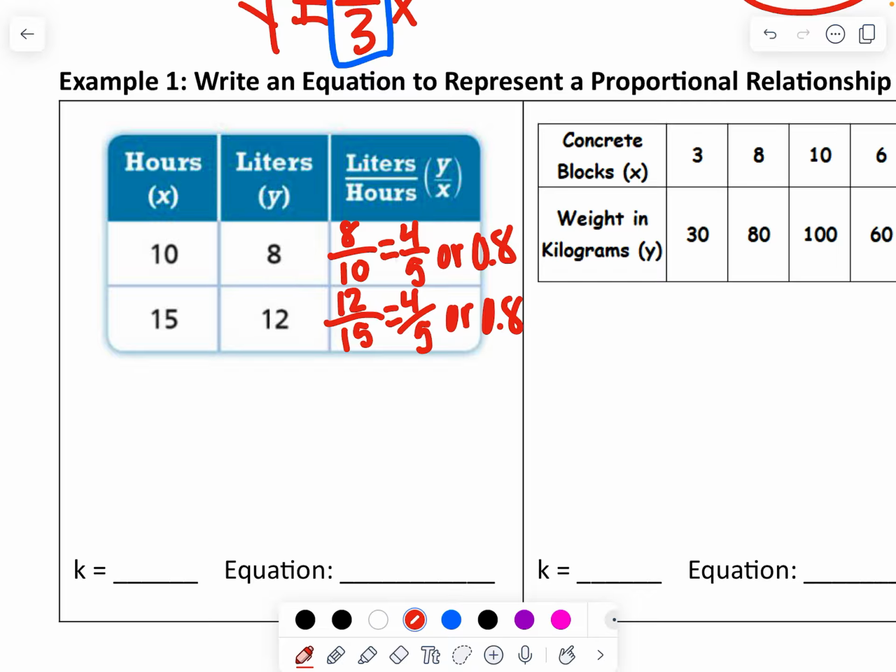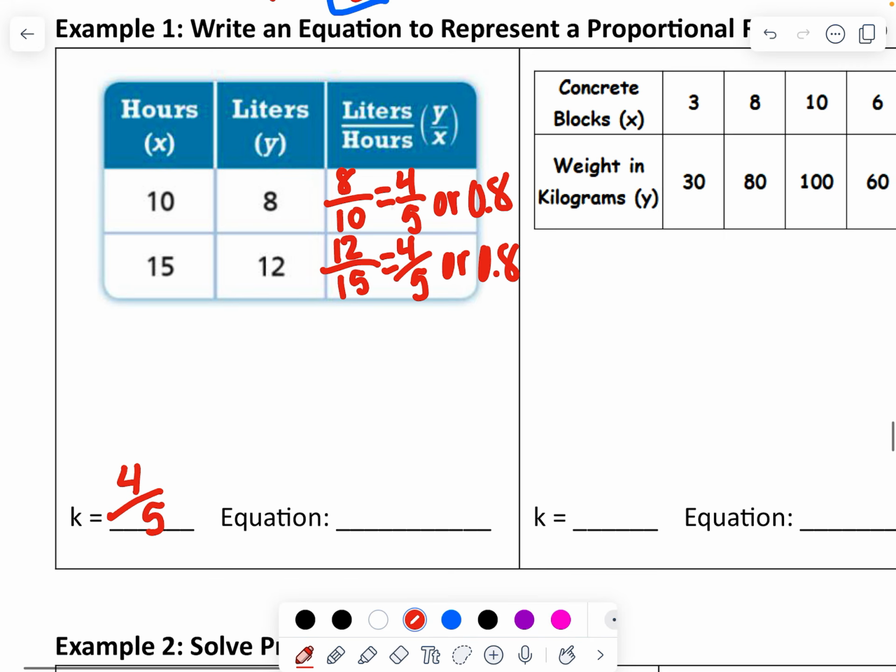You still have to divide, you still have to find your unit rate, y divided by x, to make sure that the table is proportional. Since we got the same answer for both, our k, you can either write 4/5 or 0.8, it doesn't matter. And then our equation, we just plug it in, so y equals 4/5 x would be our equation. And that's it. That's all we're doing.